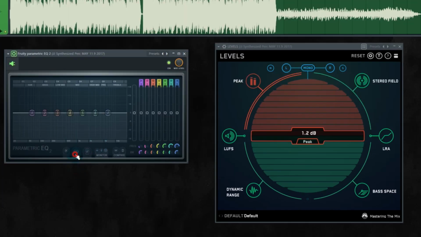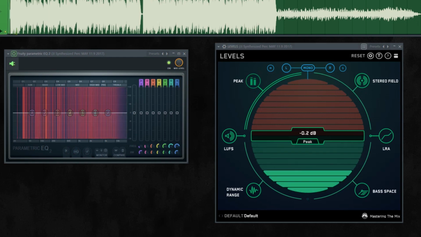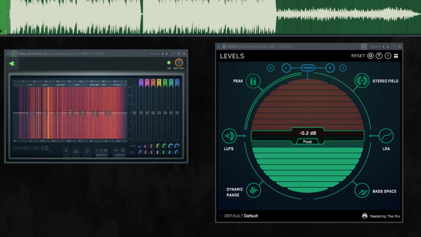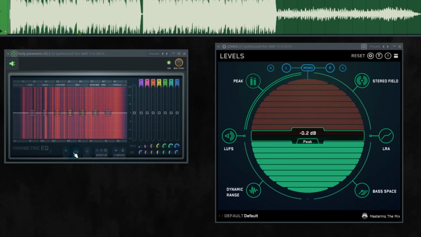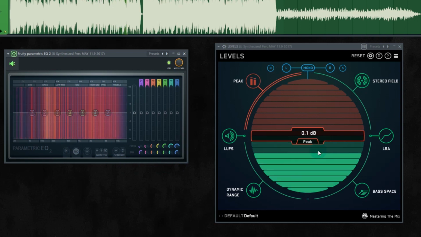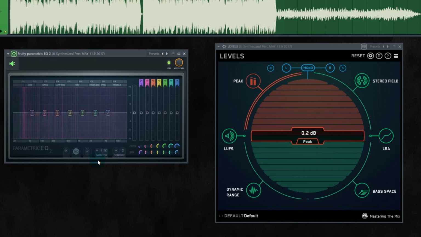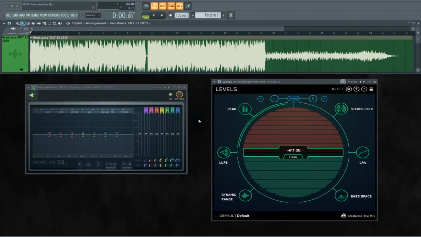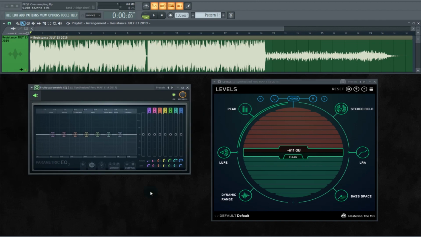Watch this. If we turn oversampling off, reset this. So if you're finding the gain within one mixer insert getting a little messed up when you add parametric EQ2, this could be the reason. So that's just food for thought.